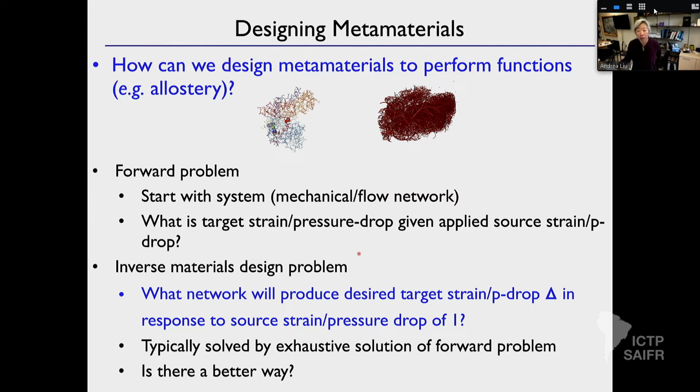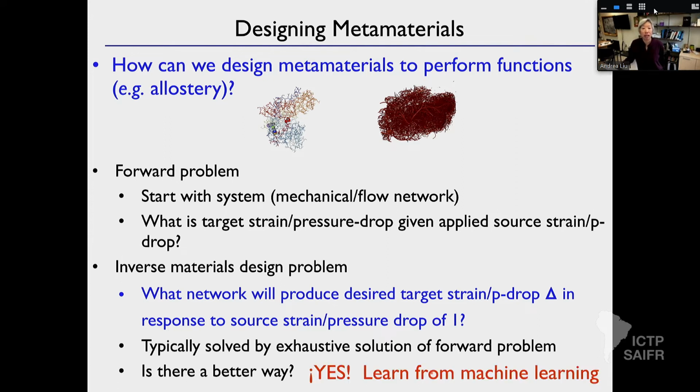But that's not the problem we want to solve. What we want to solve is the inverse problem. What we want to know is what network is going to give me the desired target strain or the desired pressure drop. Okay? And the way people usually solve it is by solving the forwards problem exhaustively, mapping it all out, and then interpolating the results to figure out what network would do it. But that's extremely inefficient and a bad way of doing it. Is there a better way?